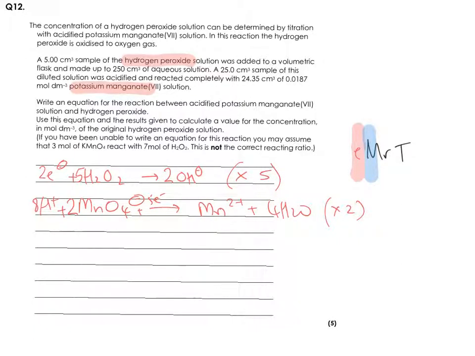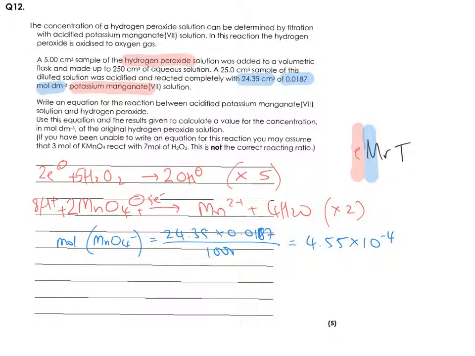So what can we work out a number of moles of? We've got 24.35 of a 0.0187 mole per dm cubed solution. So we can work out moles of the manganate ions, which equals 24.35 times 0.0187 over 1,000, and that gives you 4.55 times 10 to the minus 4.